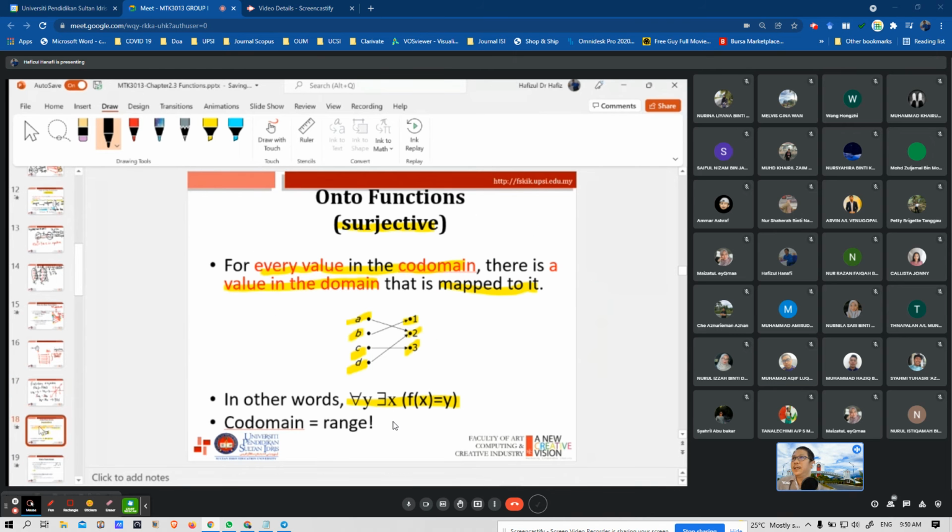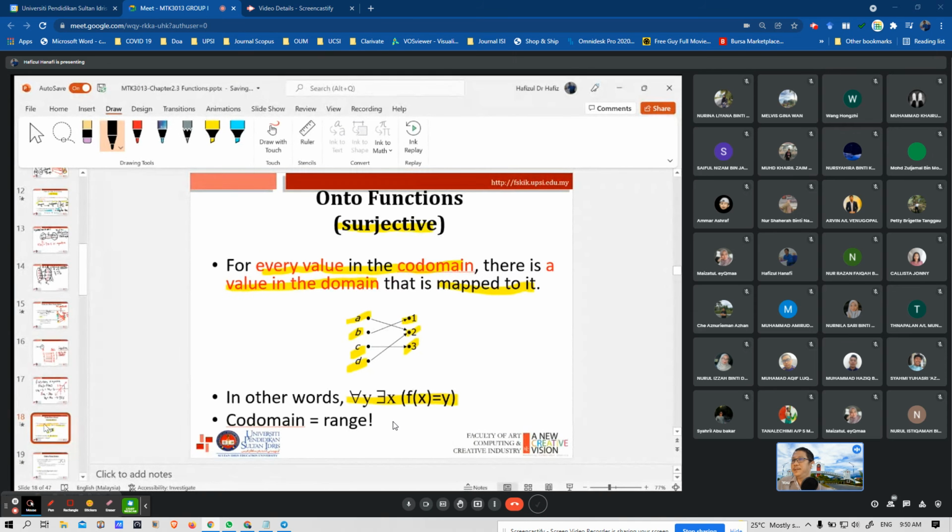And then we go for another function, the onto function, that we call surjective. Surjective is, in other words, every value in the codomain has a value in the domain that is mapped into it. We have A mapped into 2, B mapped to 1, C mapped to 3, and D mapped to 2 again. In other words, for all y there exists some x such that f(x) equal to y. And the codomain is equal to the range.